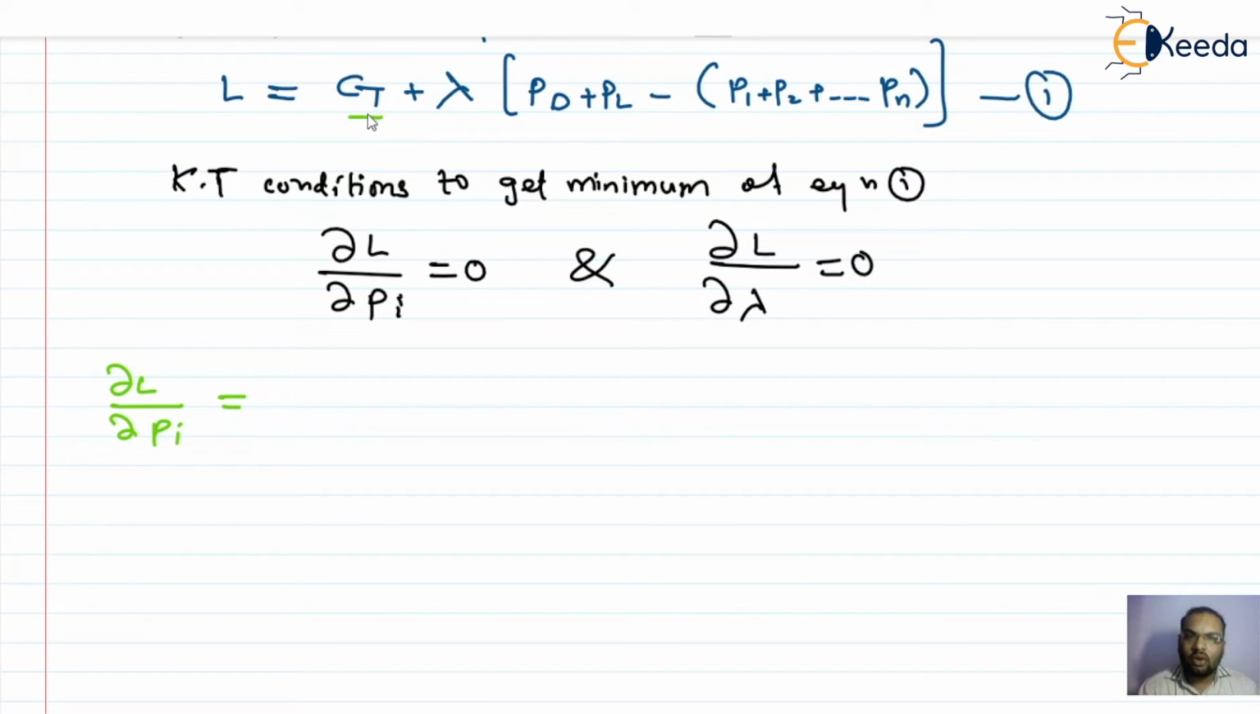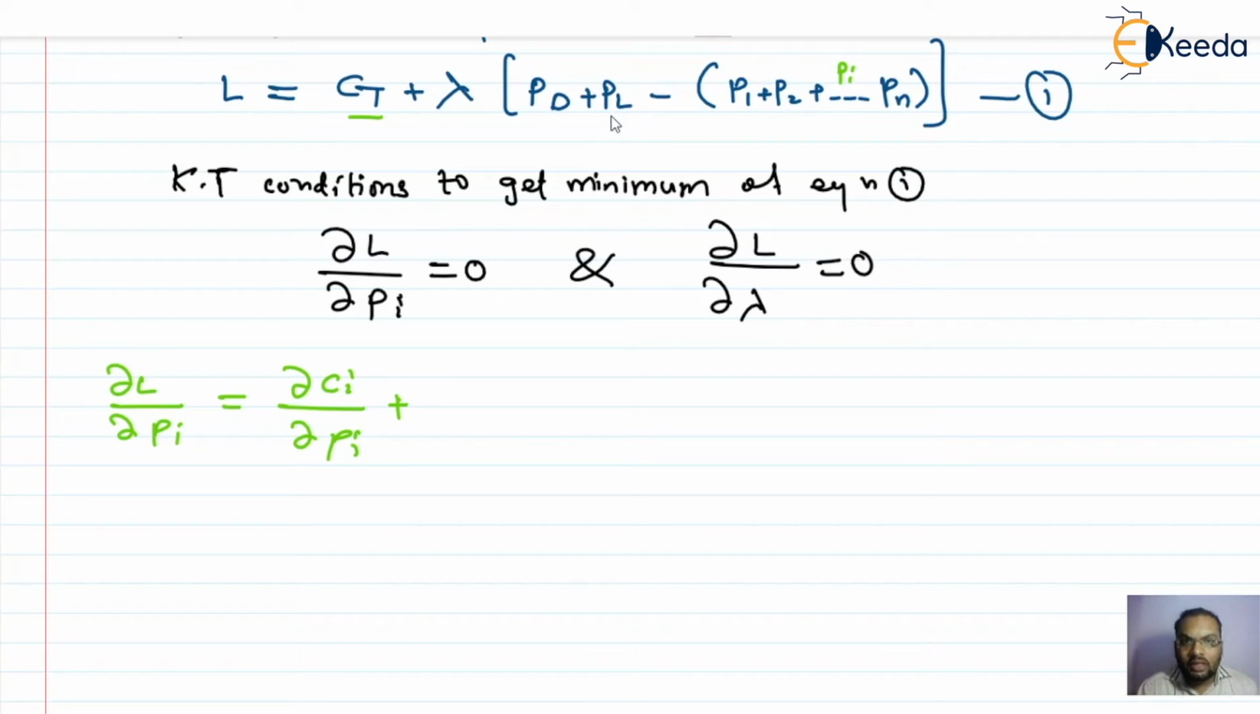We know that this cost depends on the power output of the generator. So CT is a summation, and in that summation, definitely one term will be a function of Pi. For that, I can write dCi with respect to Pi. We got the first term, plus, here in this bracket from P1 to Pn, somewhere we will have that Pi term.